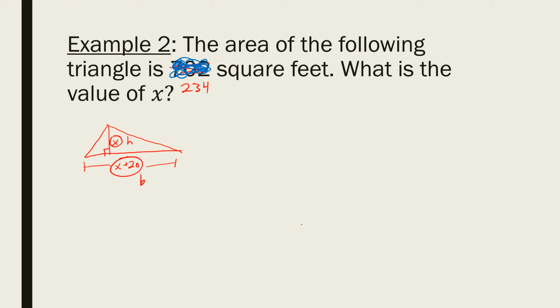Now, here's my triangle. I know that the height is x. I know that the base is x plus 20. What's the area of a triangle again, though? So the area of a triangle is equal to 1/2 base times height. So let's plug in some different things that I know. I know that the area is 234. I have 1/2. I know that the base is x plus 20. Make sure to put it in parentheses. I know that the height is x.